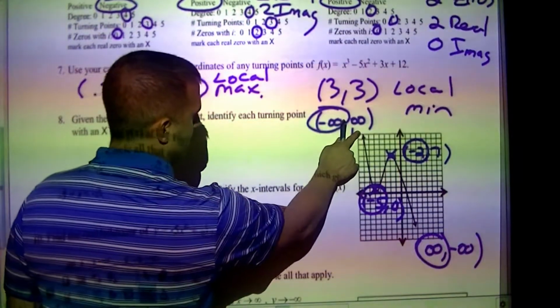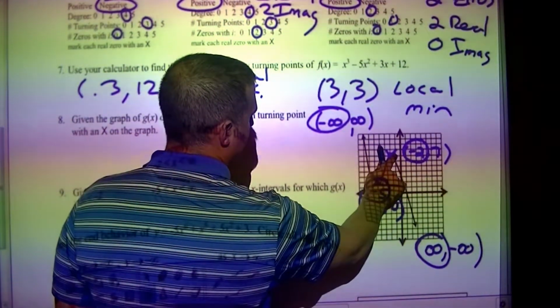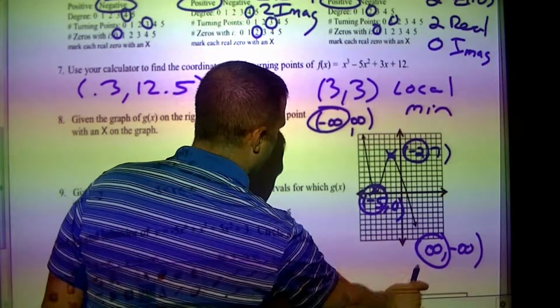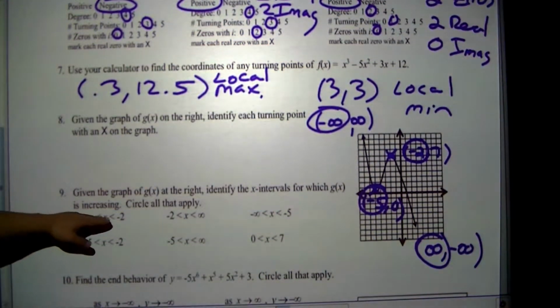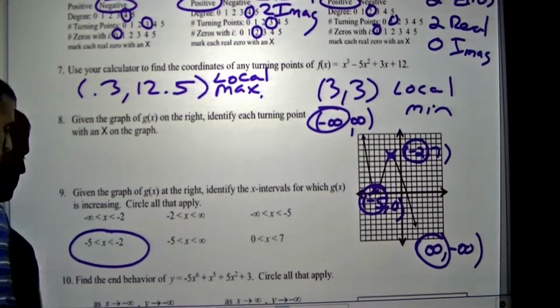So I start here. That's -infinity to -5. It's decreasing. -5 to -2. It's increasing. -5 to infinity. So it says circle all the ones that are increasing. Okay, that's going to be -5 to -2.